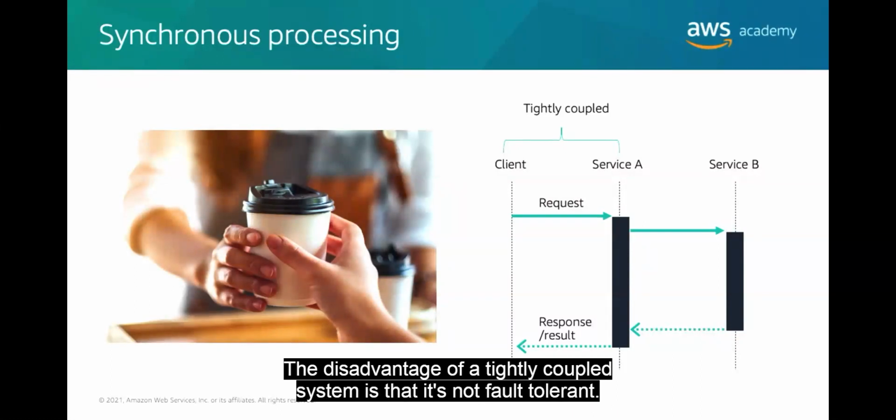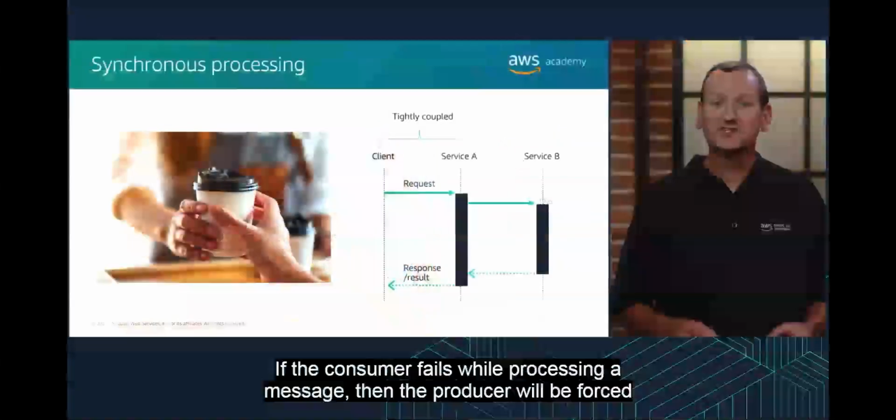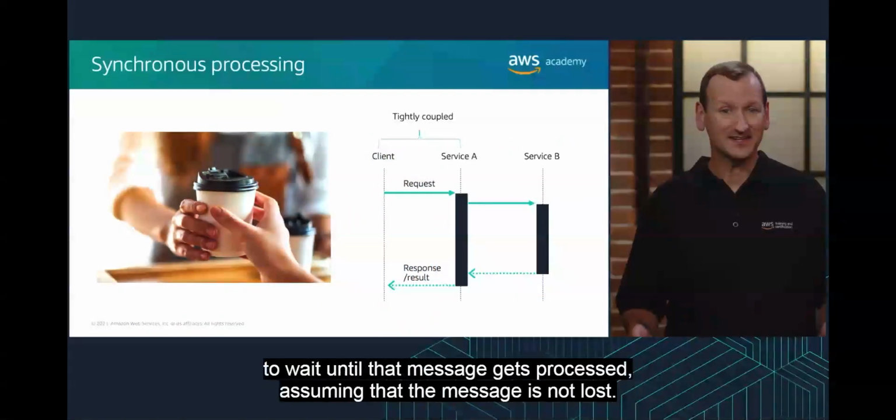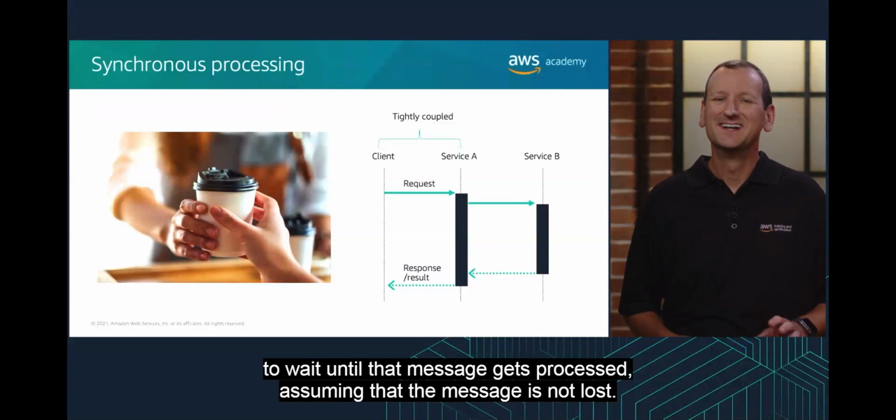The disadvantage of a tightly coupled system is that it's not fault tolerant. If any component of the system fails, the entire system will fail. If the consumer fails while processing a message, then the producer will be forced to wait until that message gets processed, assuming that the message is not lost.